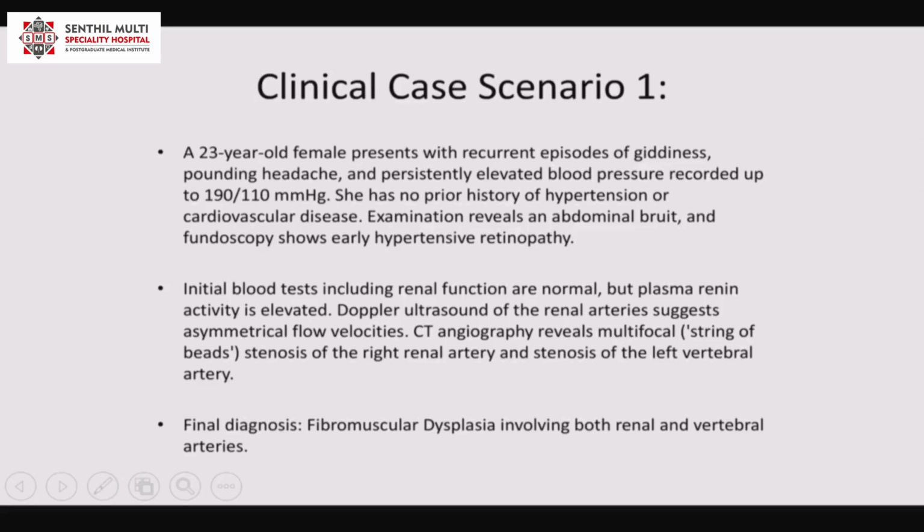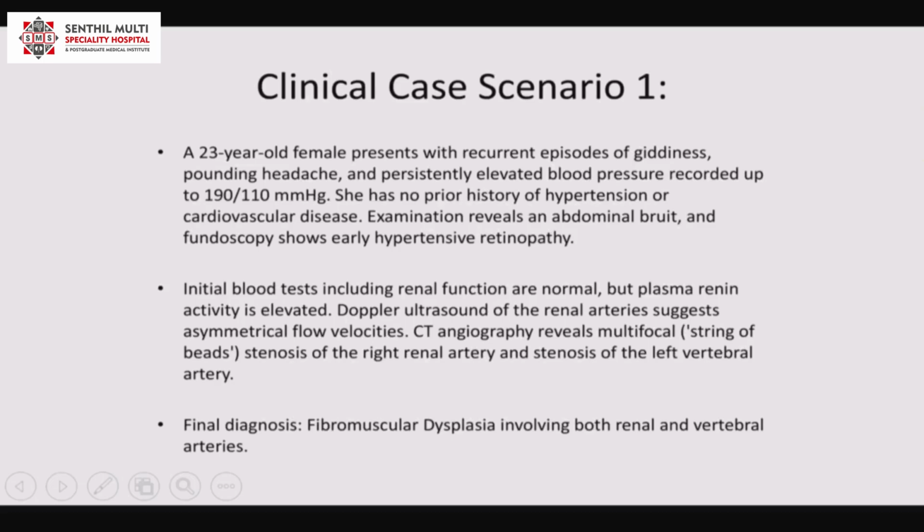The initial blood investigations revealed that renal function was normal and the plasma renin activity was elevated, and a Doppler ultrasound reveals asymmetric flow velocities, and a CT angiography reveals a multifocal string of beads appearance. So this is classically a case of secondary hypertension secondary to renal artery stenosis, and this string of beads appearance, as you all know, is a classical marker of fibromuscular dysplasia involving the renal and the vertebral arteries. So this is clinical case scenario 1, and this will be of relevance as we go through the literature in the forthcoming slides.